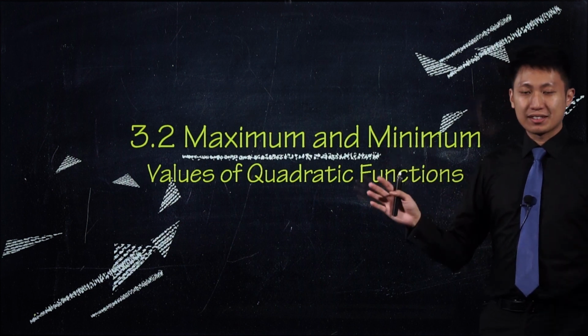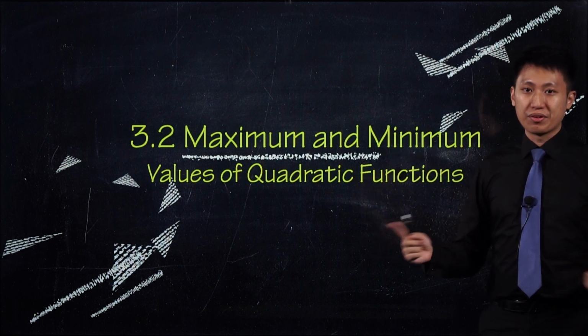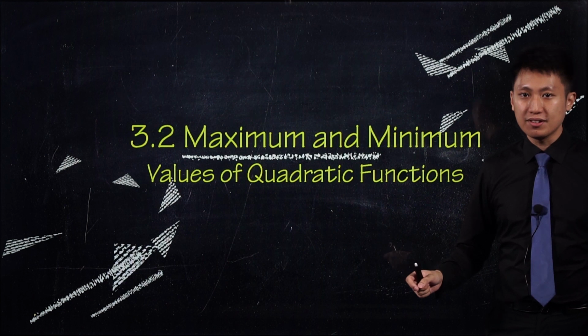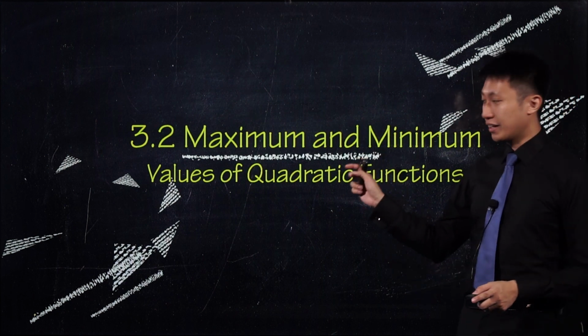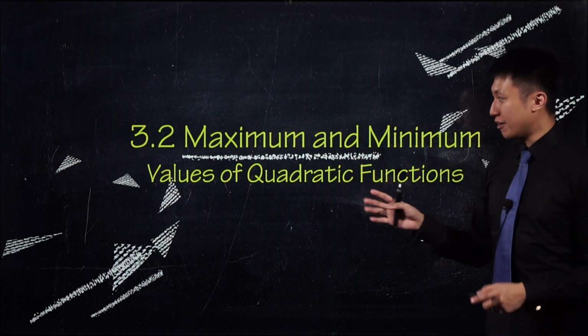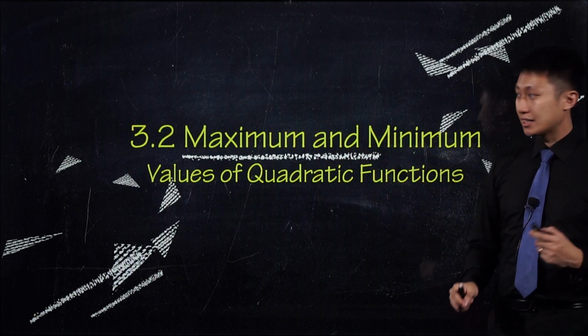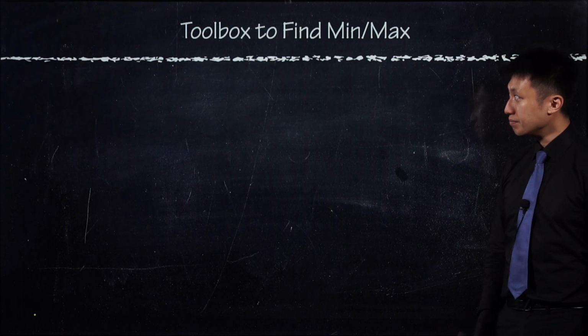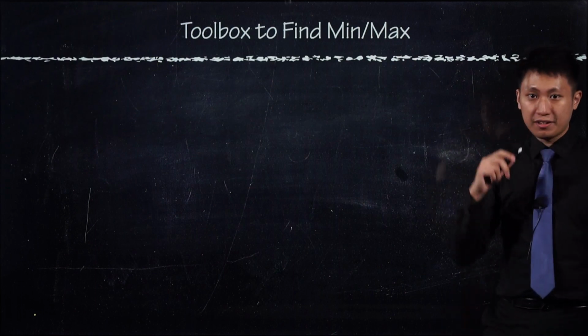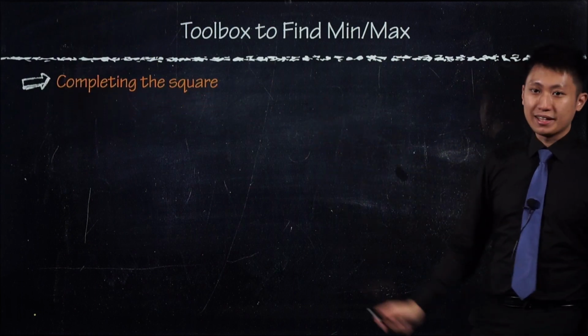Remember something about what I said in the previous chapter: completing the square is for graphing. So it is important here. Now, maximum and minimum values of quadratic functions. Let's move on. The toolbox to find the minimum or maximum is completing the square.